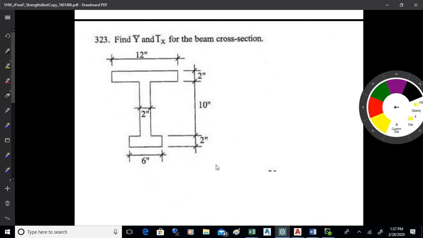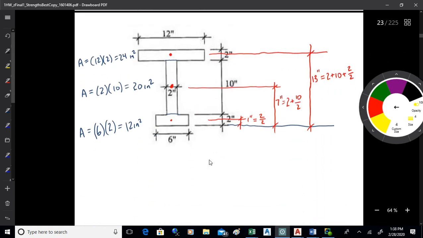We could run through one of these, maybe. We could look at 323. So 323, we've got three rectangles put together, two flanges and a web. So I want to get set up to do the work first. I want to get the areas of each one of the three pieces, the top flange, the web, and the bottom flange. And I want to find the distances from the base of the beam to the centroid of each one of those shapes.